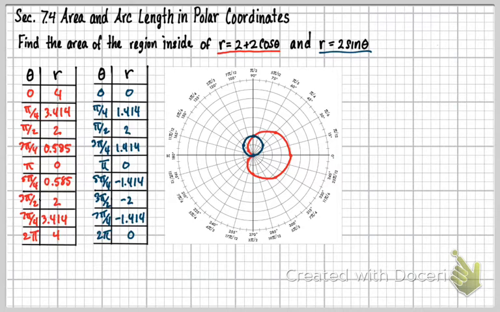So now remember what we're looking for: the area of the region inside of both of these. So that means we're looking for that region there, because that's inside of both of those curves, and that's what we're looking for. So let's just try to figure out how we're going to do this. And this is the reason why drawing the picture is so helpful for these.